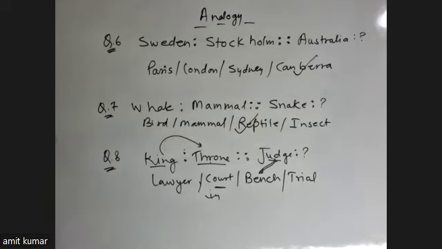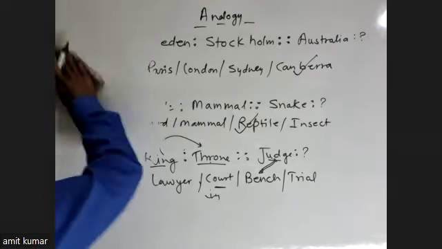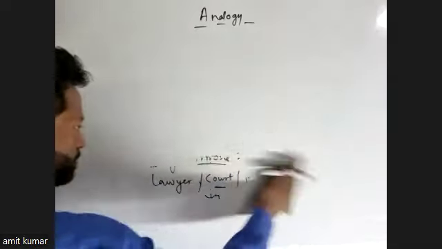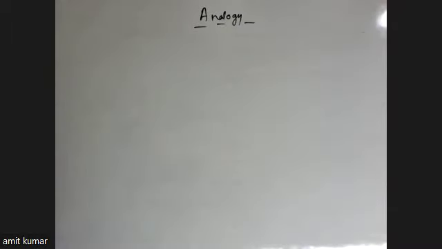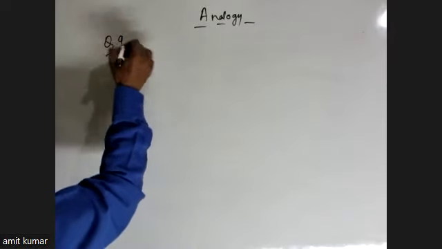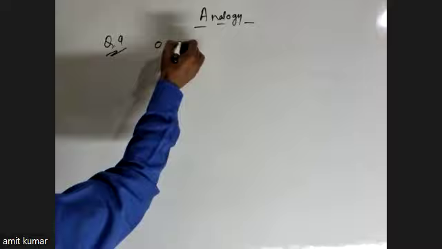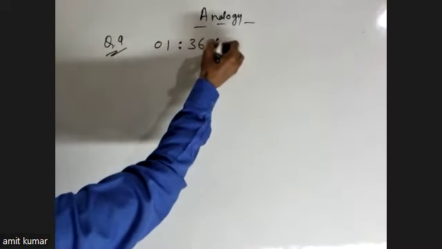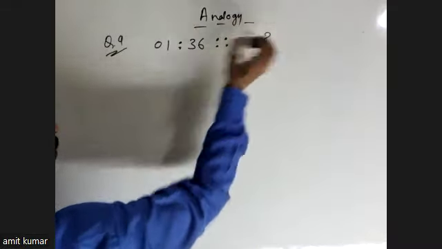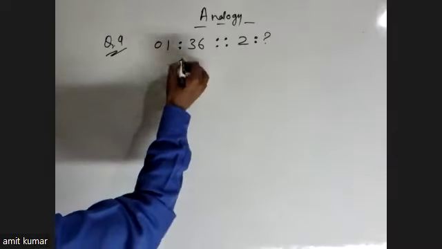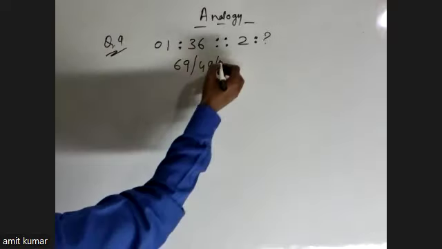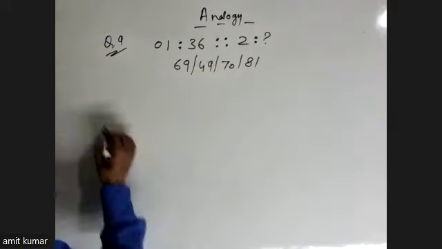Let's do two more questions, beta, a bit interesting. Okay, try to get the answer of this one. 1 is related to 36. Similarly, 2 is related to what? Options we have are 69, 49, 70 and 81. These are the four options.